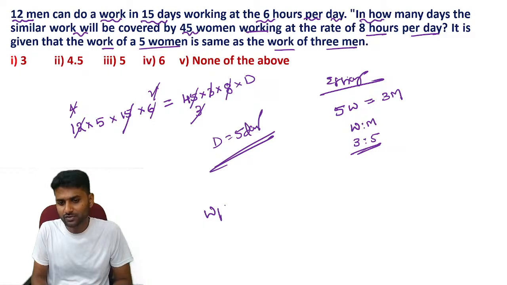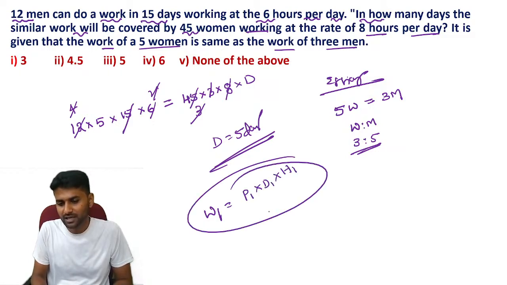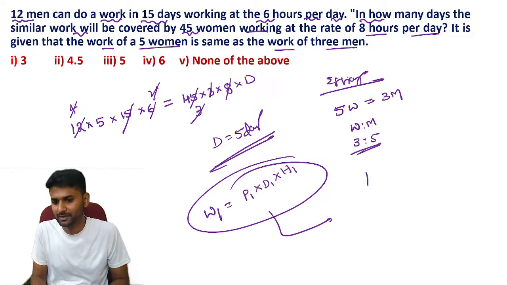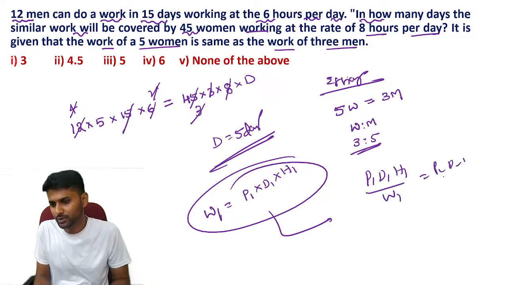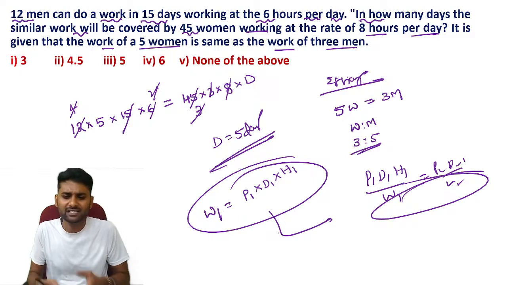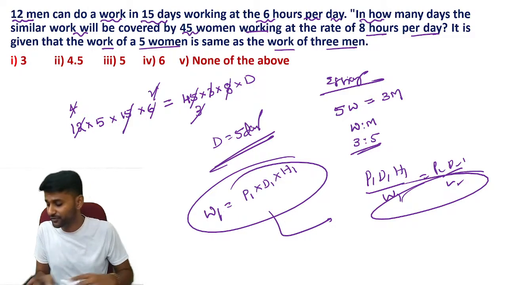See, work is all about how many persons, how many days, how many hours. If you compare that work, definitely you will get W1 in the denominator. That's why here P1 D1 H1 divided by W1, P2 D2 H2 divided by W2. If work is the same, there is no need to represent W. If work is different, you have to represent it.